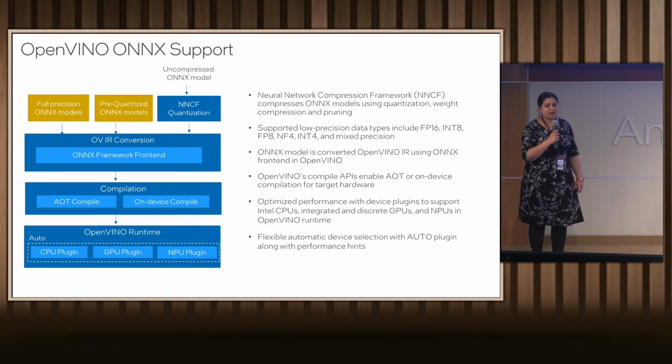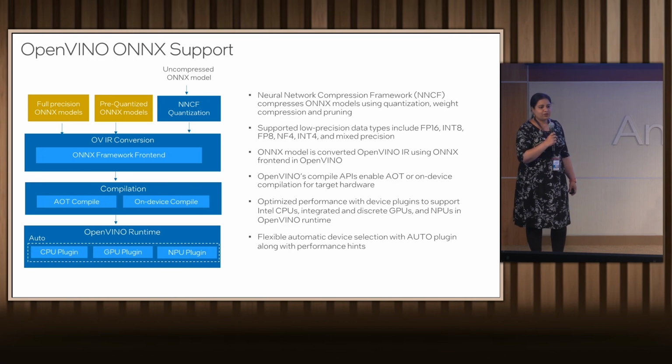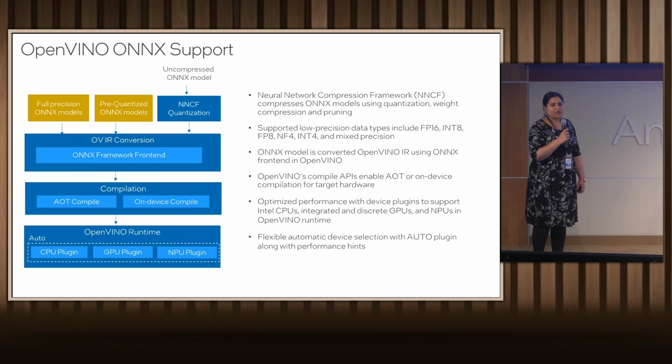Now let me walk through how we support and optimize ONNX models with OpenVino. So even before the models hit the runtime, we use Neural Network Compression Framework, or NNCF, to quantize or compress the model. NNCF supports a variety of techniques like quantization, weight compression, and pruning. And we have support for low-precision data types, including int8, fp8, and nf4, int4. We're also working on mixed precision data types, where we can strike the balance between performance, memory, and accuracy. So we can have some of the layers that are sensitive in FP16 or bfloat16, and we can also use int4 or int8 quantization for other layers.